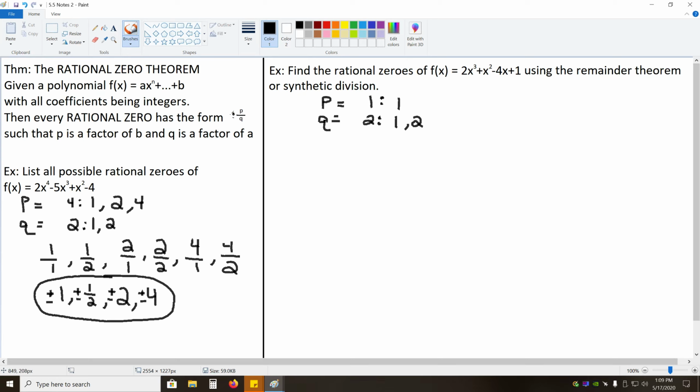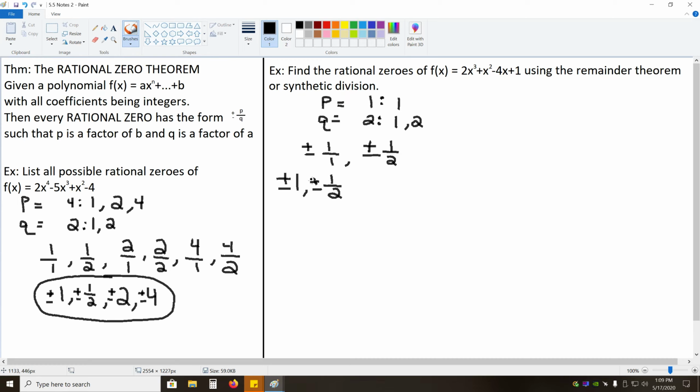So when we find all of our plus or minus P over Q values, we're going to get plus or minus 1 over 1 and plus or minus 1 over 2, which simplified means we have plus or minus 1 and plus or minus 1/2. Let me go ahead and fix that. Sorry. Plus or minus 1/2. These 4 options are the only values we would need to check. And we can check them with the remainder theorem or synthetic division.